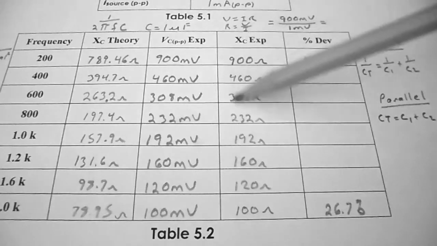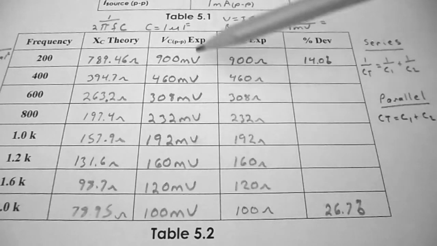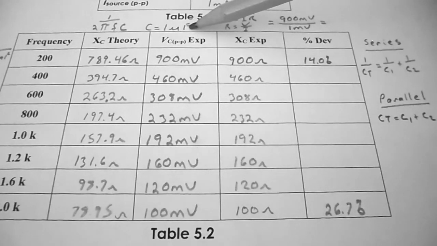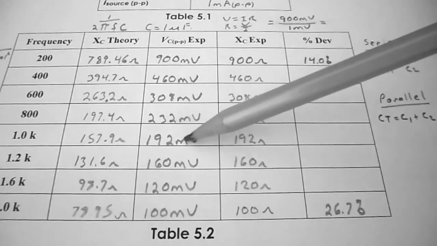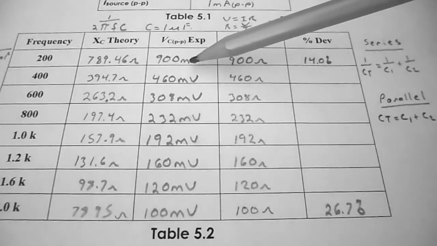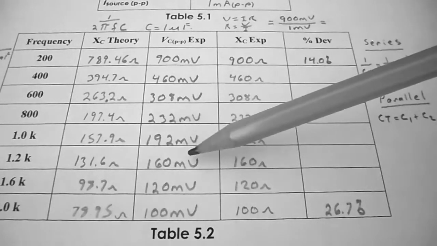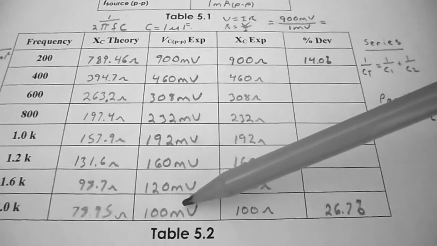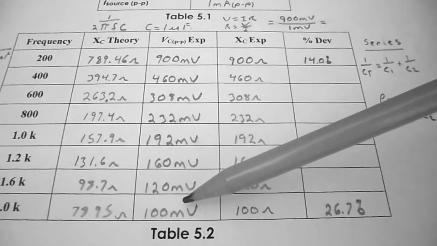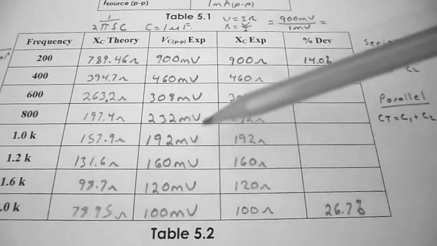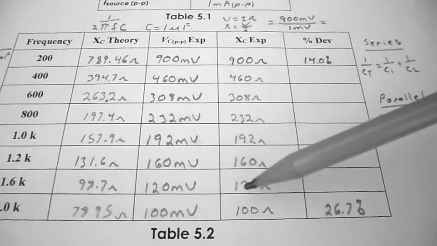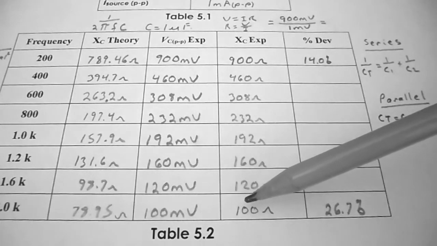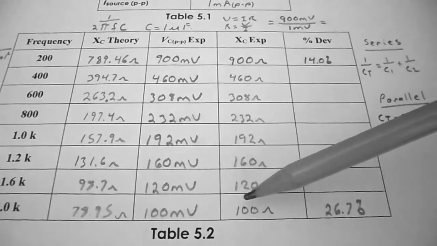These are my results for table 5.2, and this was with the capacitor equal to 1 microfarad. I've taken all my voltage readings across the capacitor, and as I increase my frequency, you can see the voltage drop across the capacitor decreased. So this was the trend I was looking for. So as the frequency increased, XC decreased. So that was the trend I was looking for.